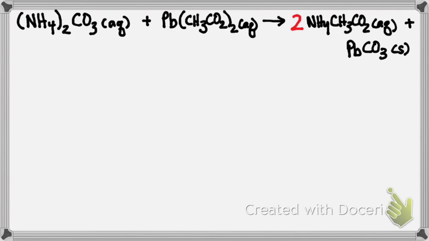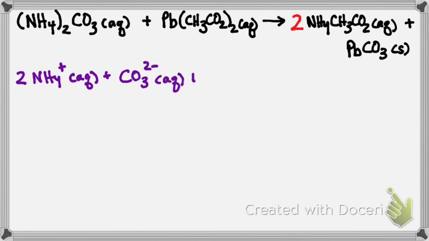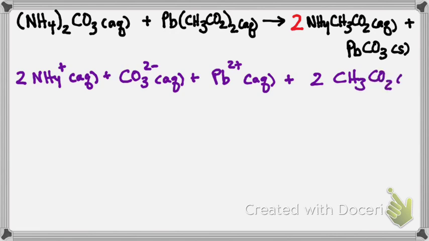Now we're ready to break everything up into ions that can break up into ions. So we have 2 NH4 plus aqueous, plus CO3 2 minus aqueous, plus Pb2 plus aqueous, plus 2 CH3CO2 minus aqueous. Those are my reactants.